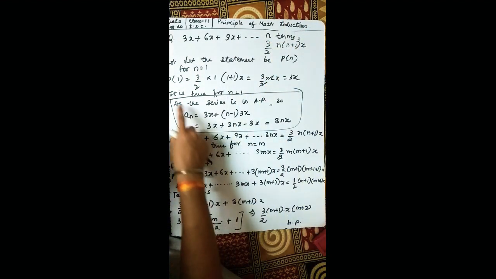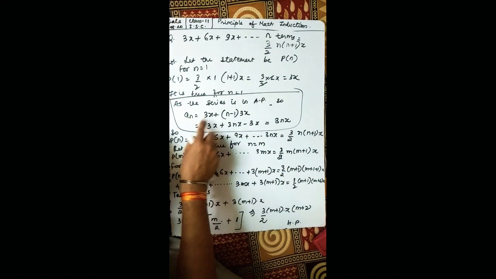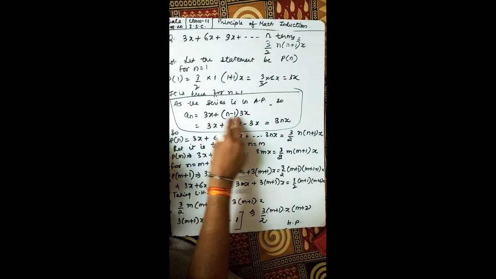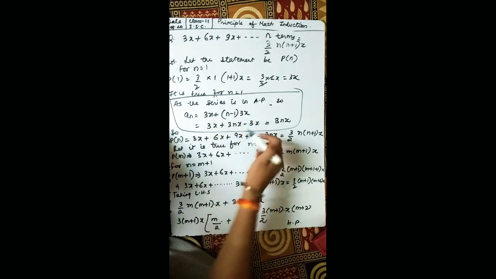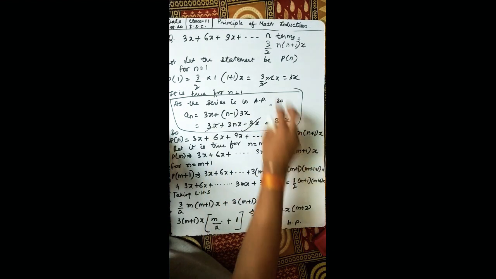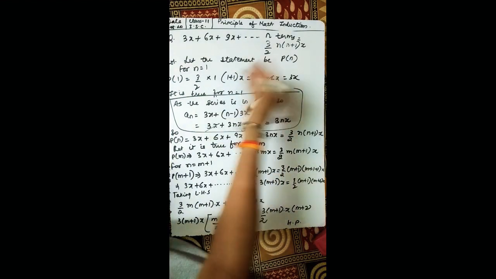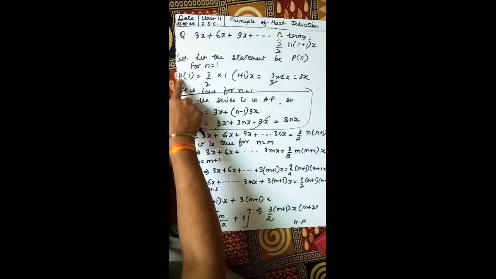First you need to find what will be the nth term of the series. As the series is in AP, we can use the formula a plus n minus 1 into d. Here a is 3x, n minus 1, and the common difference is 6x minus 3x, which is 3x. On solving we got 3nx. So our nth term is 3nx. Now, let the statement be Pn. For n equal to 1, what will P1 be?